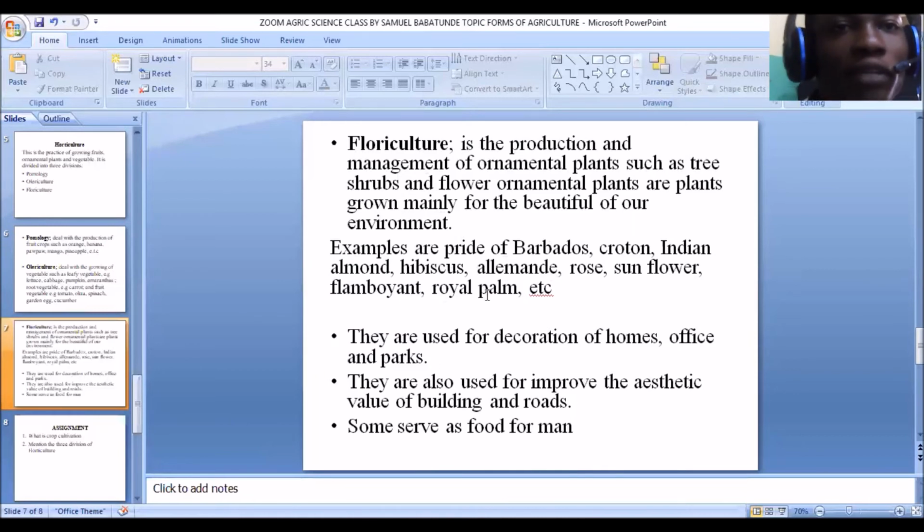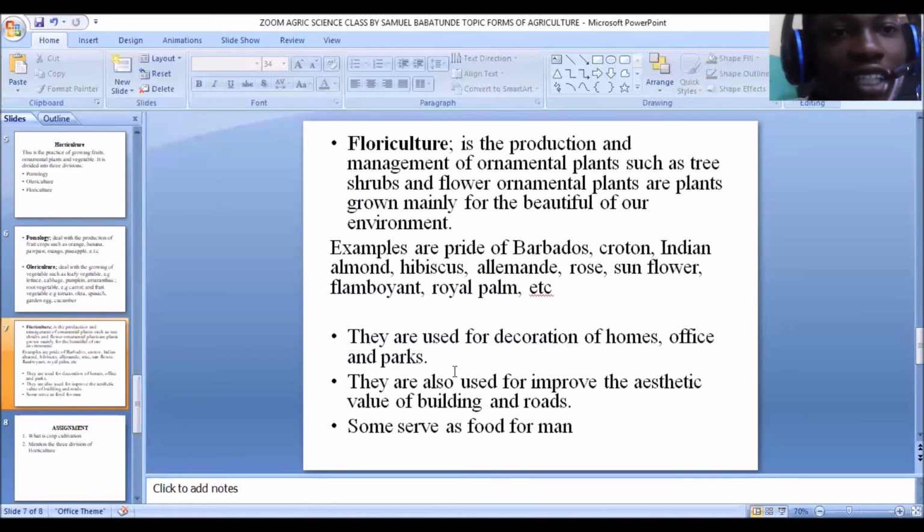There are many ornamental plants, many ornamental crops. We have many flowering plants. And we say the production and management of ornamental plants is what we call floriculture, which is a division of horticulture. Now, what is the purpose of these ornamental crops? We say they are used for decoration of homes, offices, and parks.